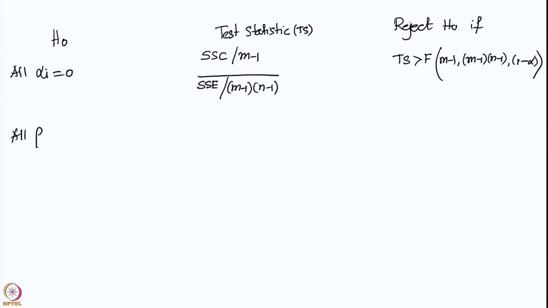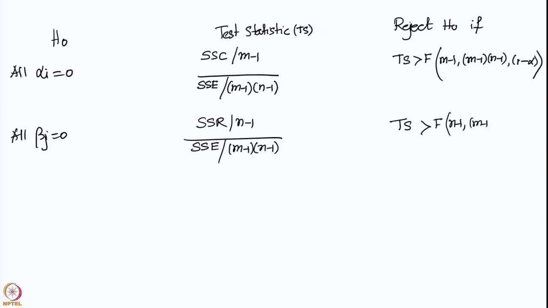If you want to test that all beta i equal beta j equal to 0, then you are looking at SSR divided by n minus 1, divided by sums of squares of error divided by m minus 1 multiplied by n minus 1, and then your test statistic has to be greater than F n minus 1, m minus 1 times n minus 1, 1 minus alpha. This is how it is to be calculated. This is called two-way analysis of variance.